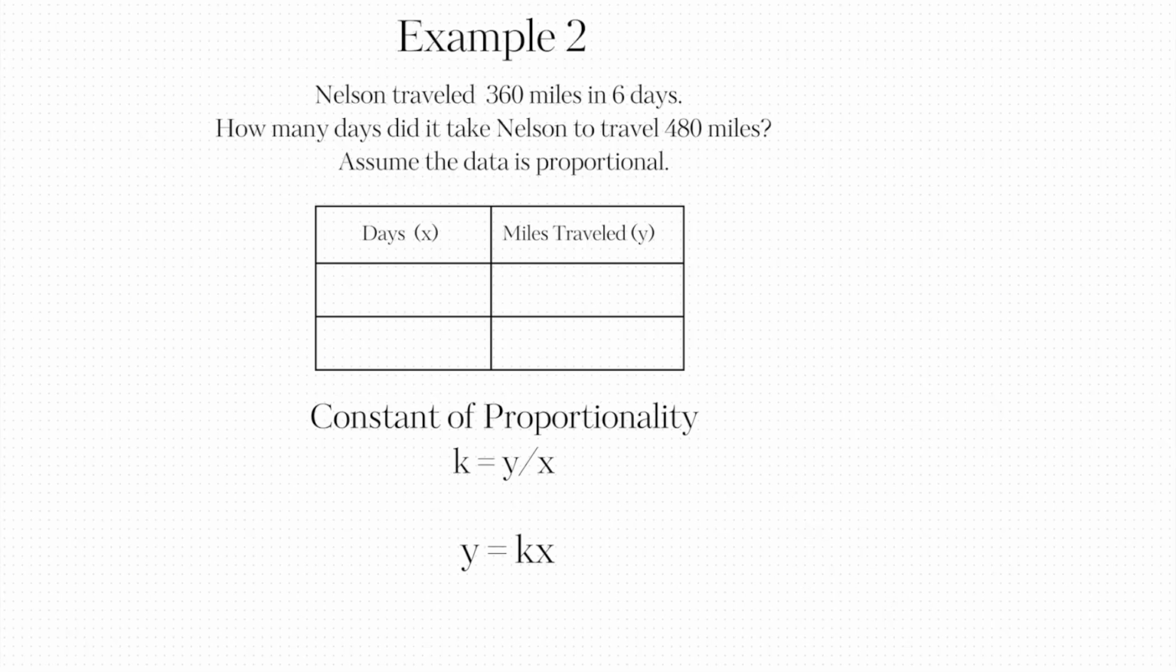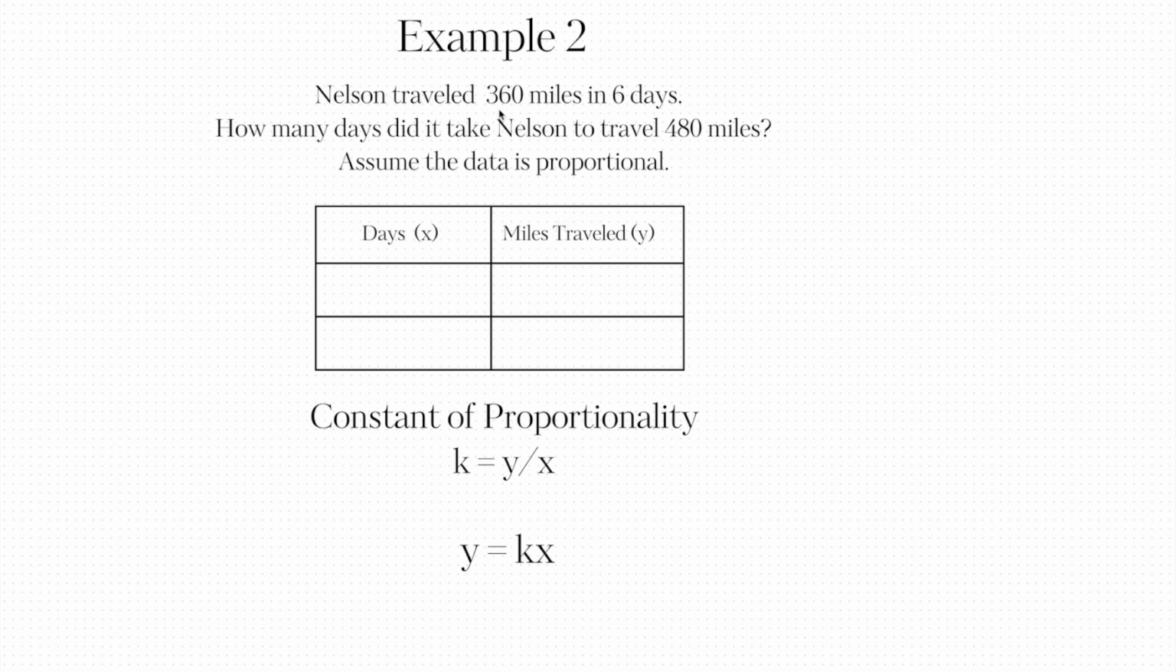Let's do one more together. Here's the scenario. Nelson traveled 360 miles in 6 days. How many days did it take Nelson to travel 480 miles? Again, assume that the data is proportional. So let's plug in what we know. Again, the days are the x values, and the miles traveled are the y values.